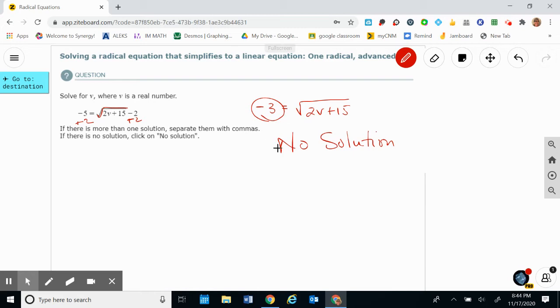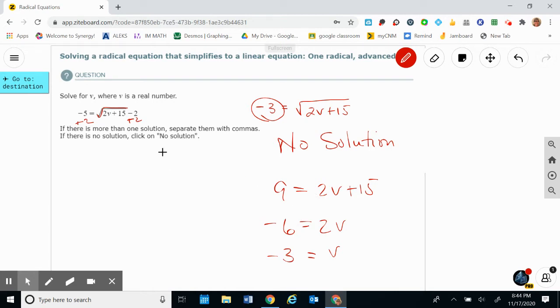Now let's say you didn't notice it. What would happen if you decided to square both sides? You would get 9 equals 2v plus 15, correct? You would subtract 15 from both sides and you would get negative 6 equals 2v. v is equal to negative 3.